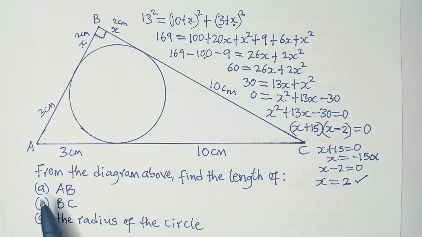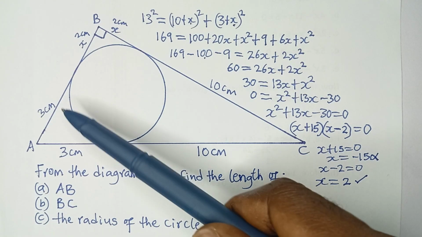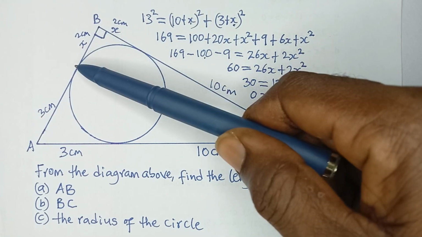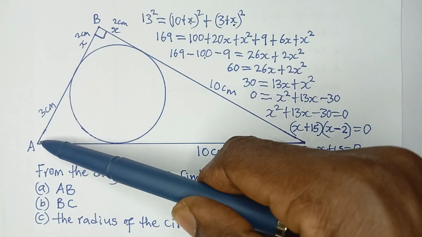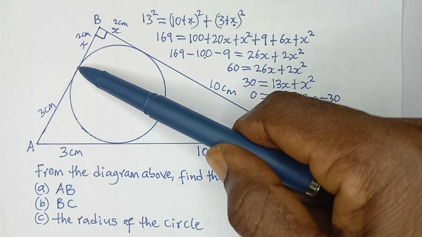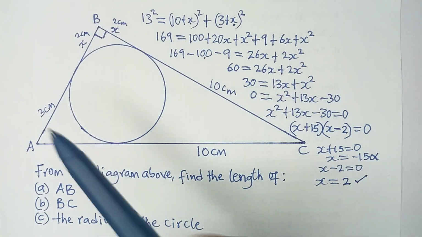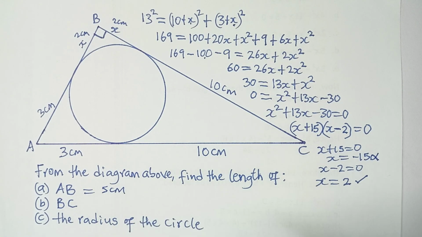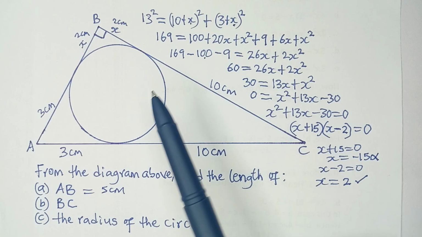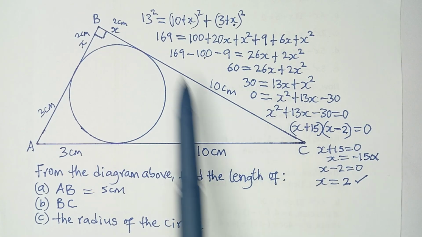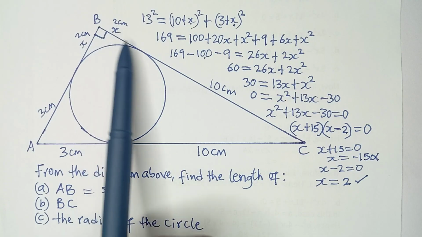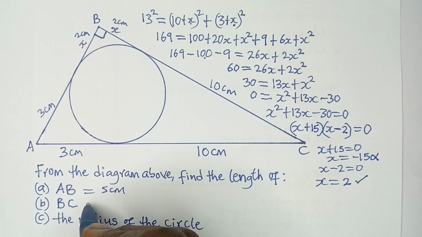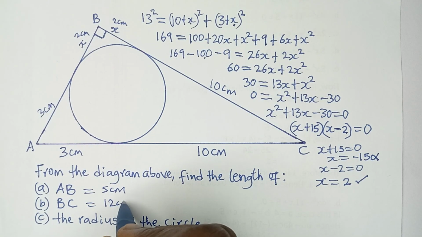So coming back to the question, it says find AB. So AB, which is from here to here, will be 3 centimeter added to 2 centimeter. This from here to here, which is x, is 2 centimeter. From here to here is 3 centimeter. So 3 added to 2 will give me AB as 5 centimeter. That is 3 plus 2. So AB is 5 centimeter. Similarly, to get BC, I'm going to add this 10 and x, which is 2. So 10 plus 2 will give me 12. And so BC is equal to 12 centimeter.